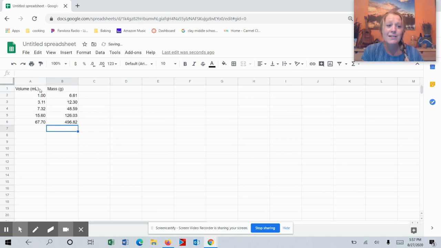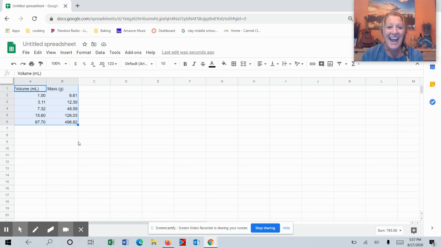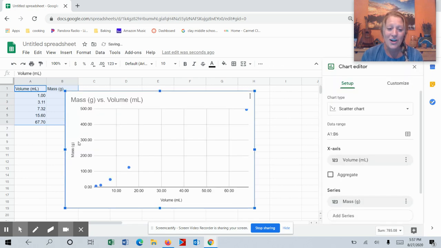Now, I'm going to select my entire data range, including the headers, go to Insert, select Chart, and then we will see what chart shows up. Conveniently, the scatter plot chart showed up. This will not always happen.